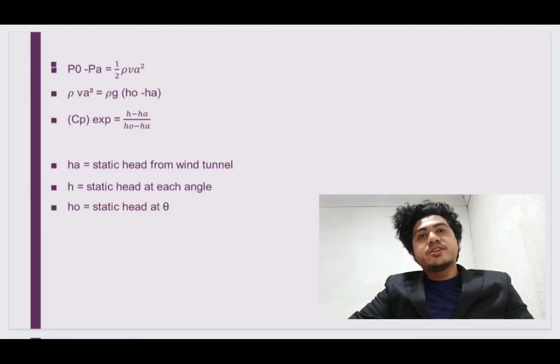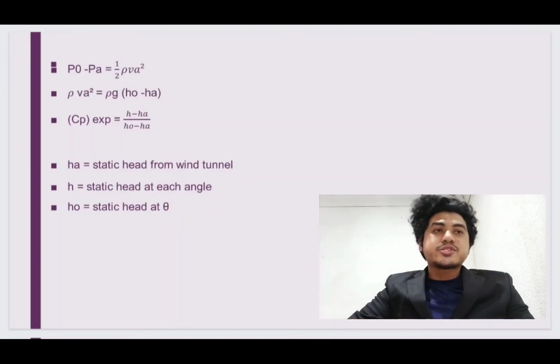The reading will be indicated from 0 to 180 degrees with H naught being 348 mm. If the result is above H naught, the pressure will be negative, and if the result is below H naught, the pressure will be positive.